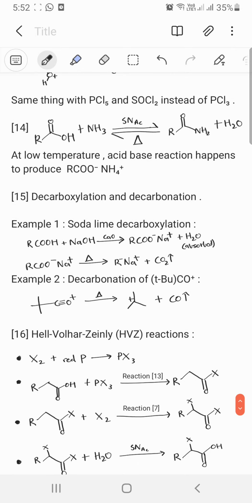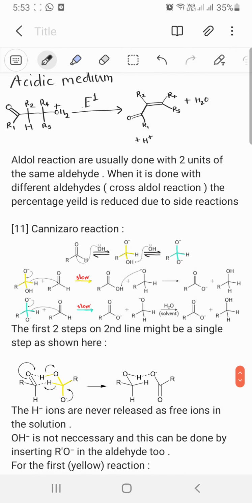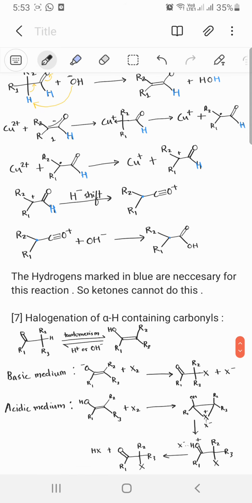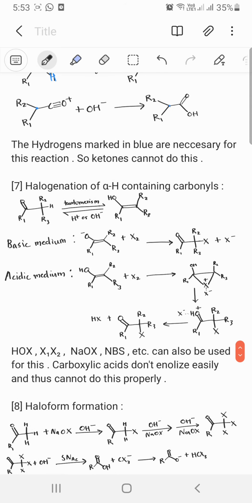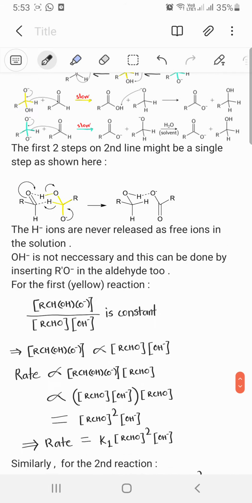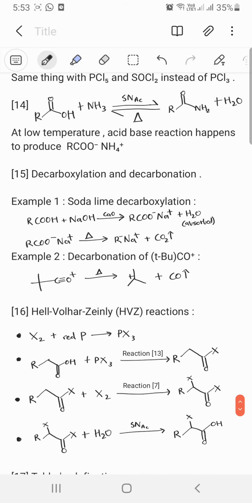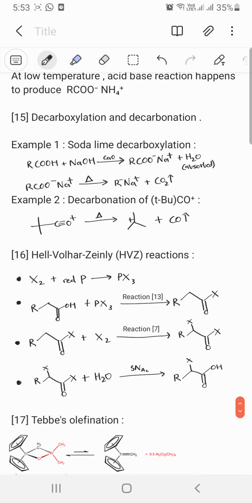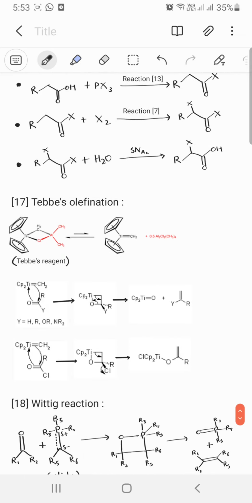Yes, so reaction 7. Where is it? Reaction 7. Halogenation of alpha hydrogen containing this guy. Yes, this thing. Cool. So it's not that the acyl halogen is in any way special. The alpha hydrogen is the special thing over there. Okay, and that with H2O, just SN-acyl gives this thing. Cool, cool.